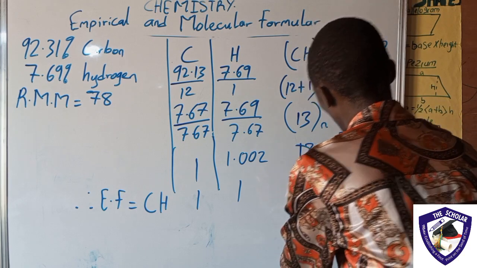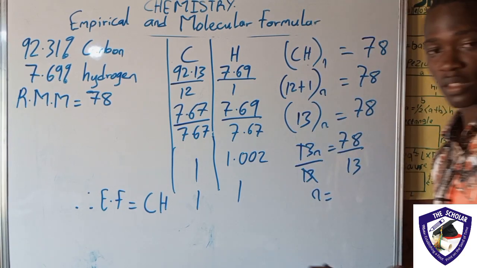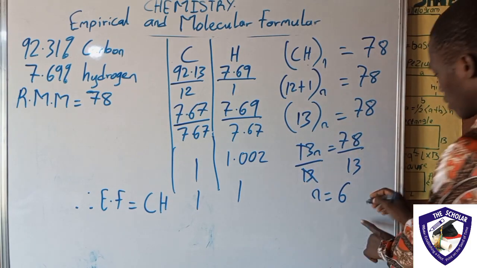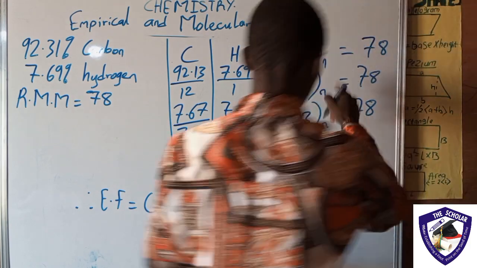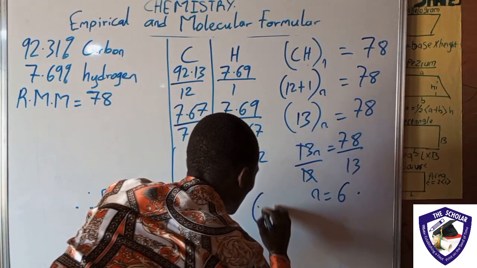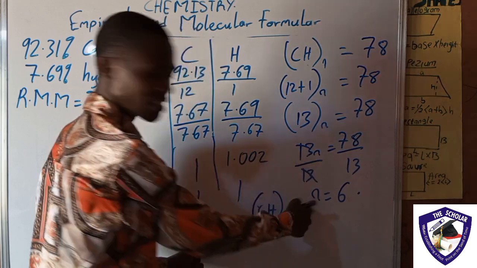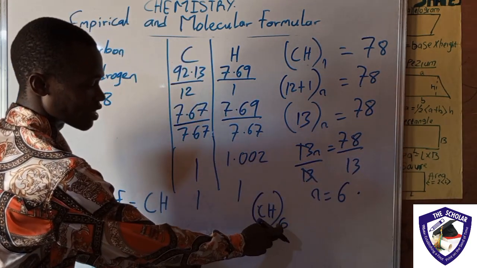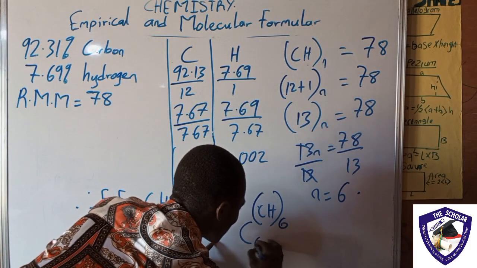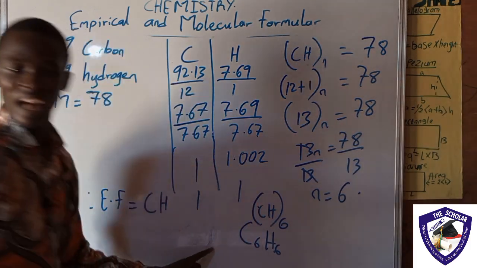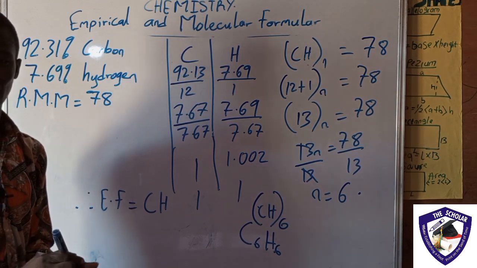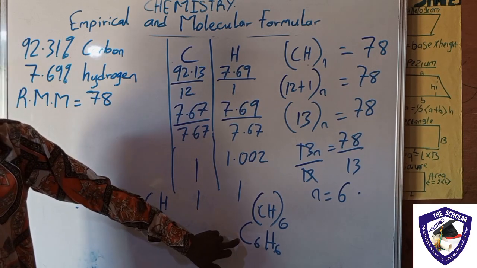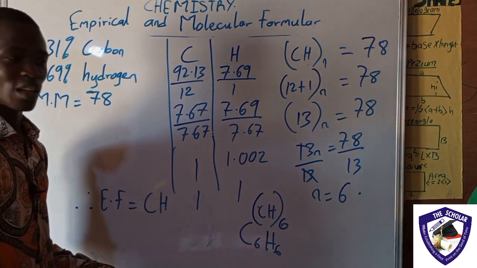We have N equals 6. So we are not done. Coming back to this, we have CnHn. Our N is now equal to 6. If you multiply this 6 by what is inside the bracket, we have C6H6. And some questions, WAEC will go on to ask you to name the compound you get. Now this compound is known as benzene.